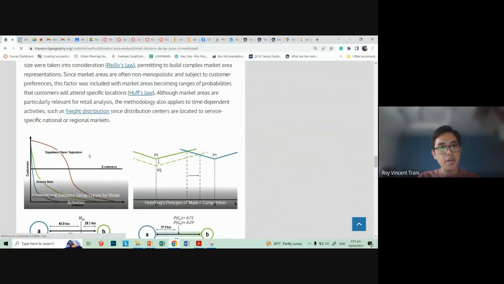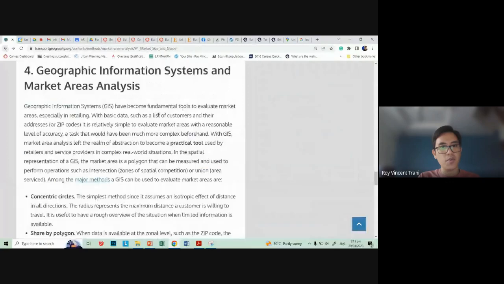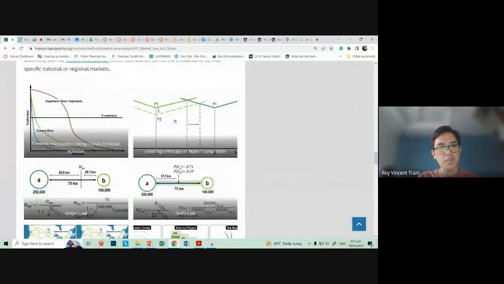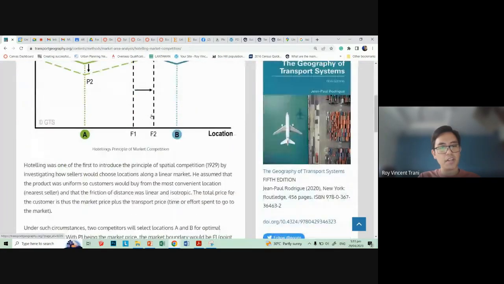And I think the best way to go over this resource is starting with the first graph and then going over to the next one and so on and so forth. So this one is Hotelling's principle of market competition.